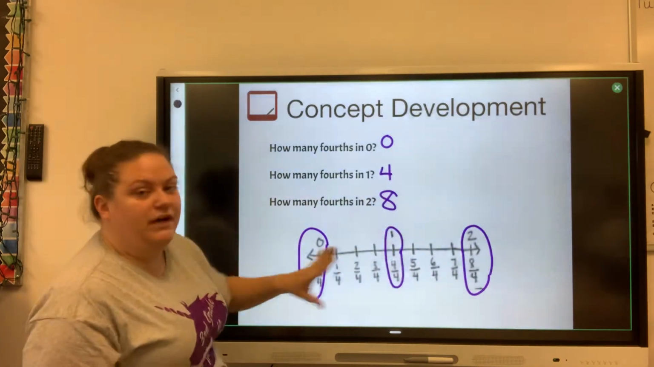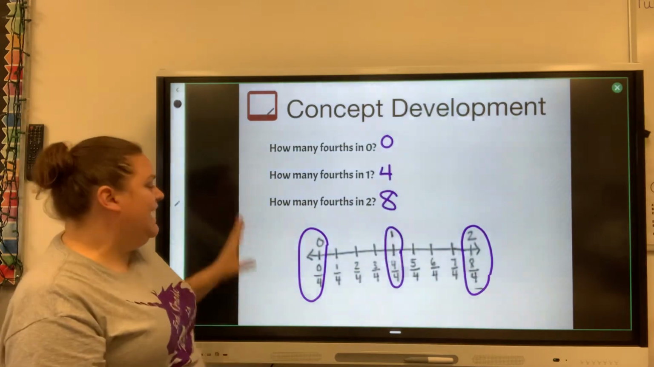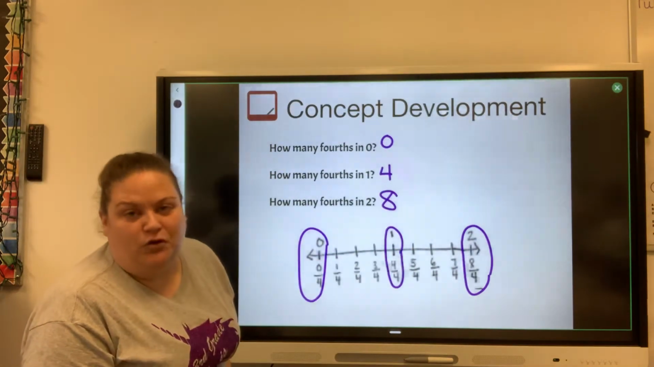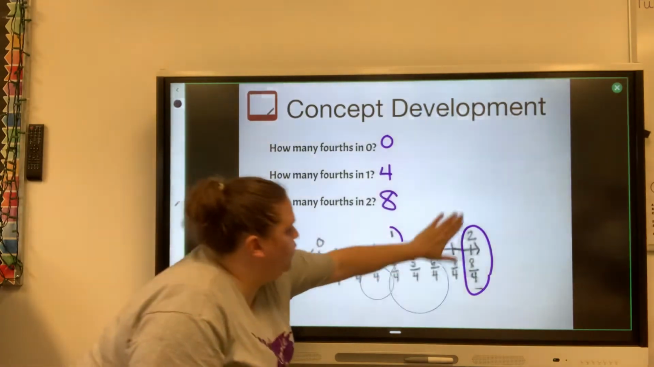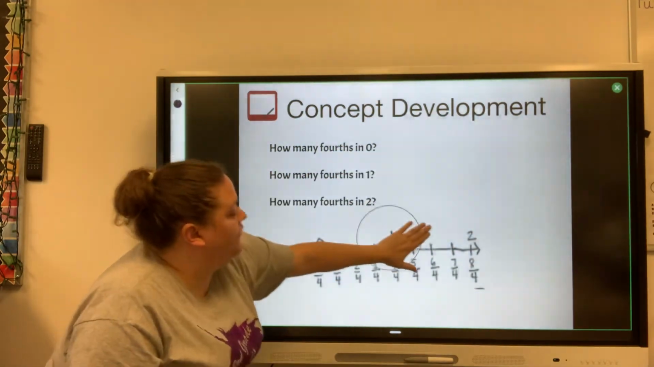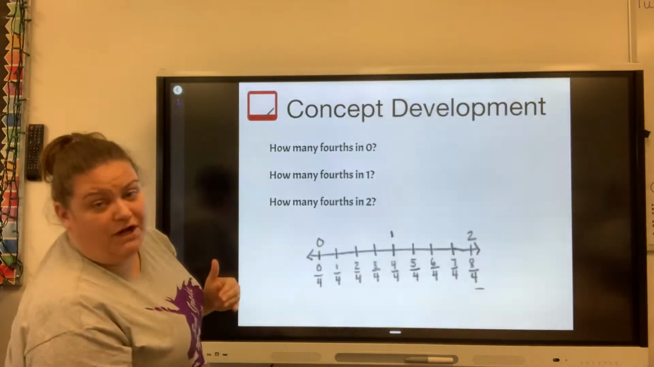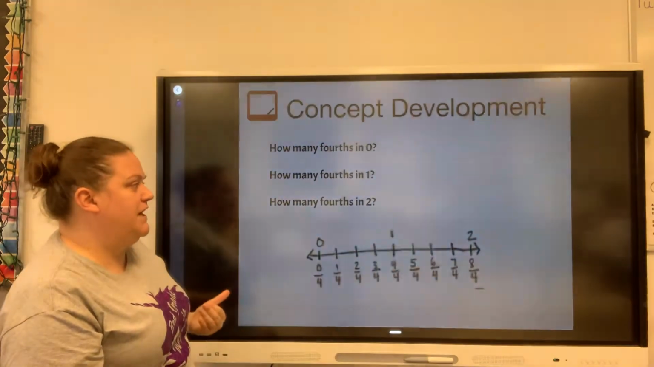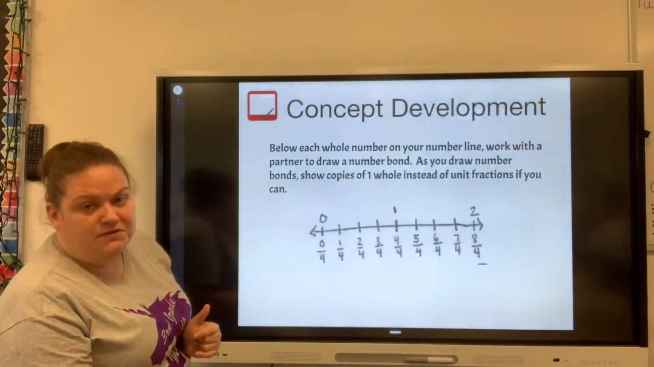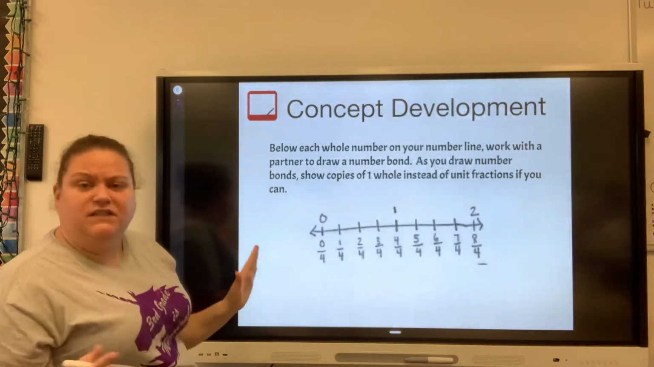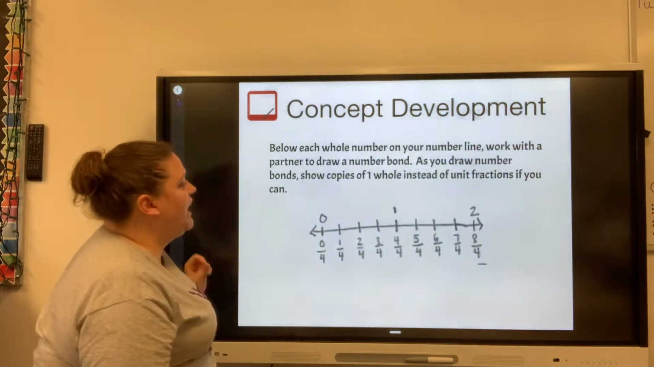It's a little more organized and it doesn't get so crazy busy. And I just like how it reminds me of a ruler when I set them up. So when you're doing fractions greater than 1, it pays to do it on a number line, in my opinion. But if you're more comfortable doing it with number bonds, feel free. That's your choice. All right.